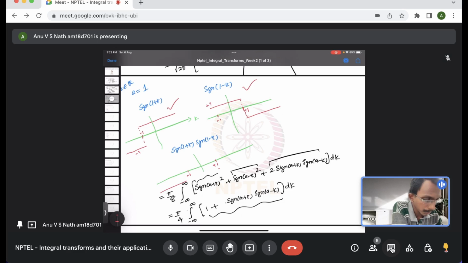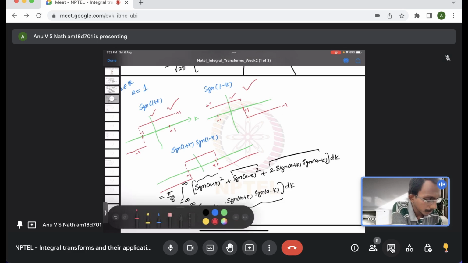So until this it is negative 1. Also after plus 1, sine of 1 plus k is positive 1 and sine of 1 minus k is negative 1. So their product is also negative after plus 1, but in between minus 1 and plus 1, both the functions are positive or plus 1, so the product will be plus 1. So this is how the function will look, sine of 1 plus k times sine of 1 minus k.